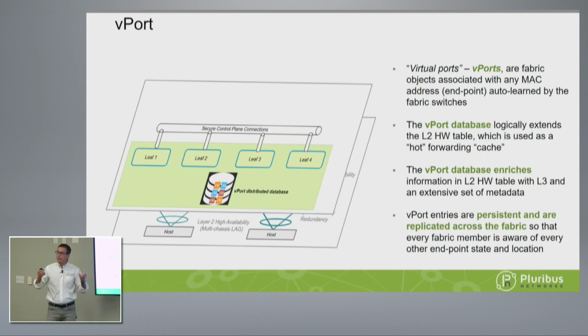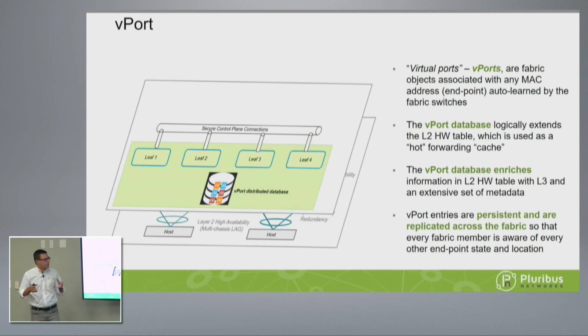Which is learned by the switches. You learn a MAC address in a regular switch, you put it in a layer 2 table. We do that, of course, but we also create a representation of an endpoint or a MAC address connected to the fabric, which is called the vPort. And then we put all these vPorts, which now have a representation in our software, in a database, which we call the vPort database, which is a logical extension of a hardware table.